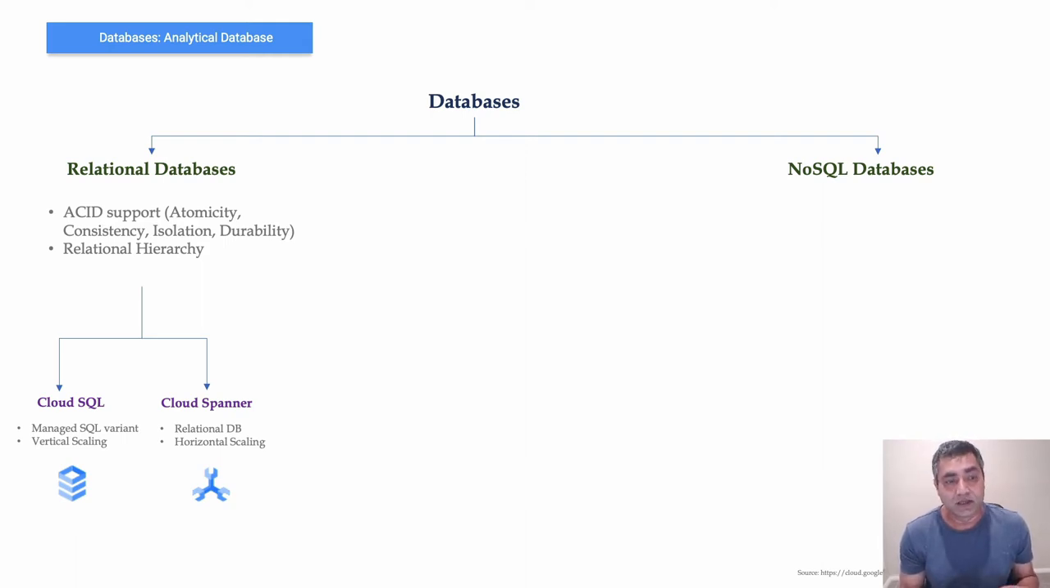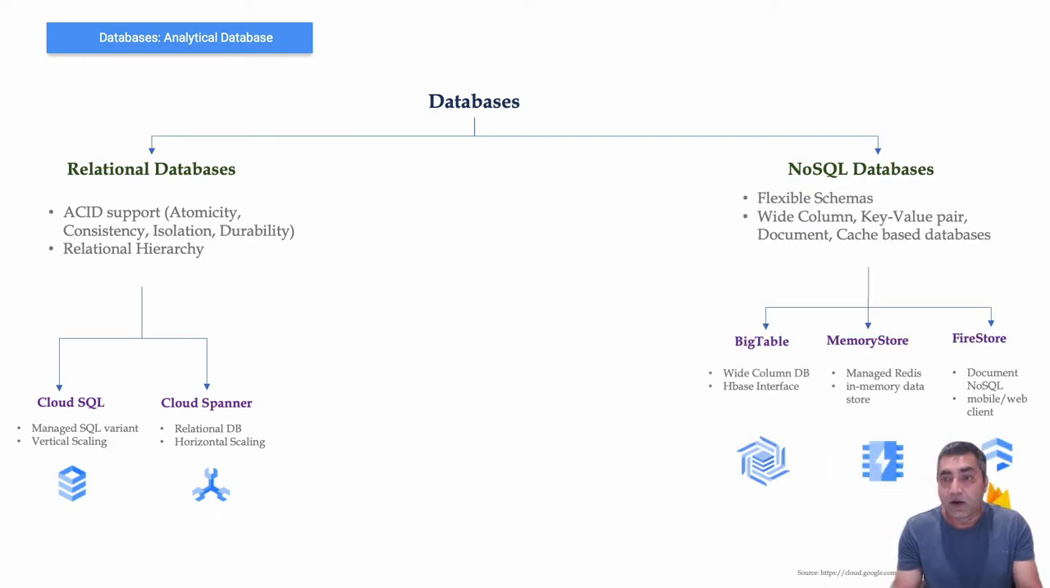Cloud SQL, which is a managed SQL variant, provides vertical scaling. Whereas Cloud Spanner provides everything Cloud SQL provides, plus it provides horizontal scaling. On the NoSQL side, there are flexible schemas, wide column, key value pair, document databases, cache-based databases, the different options.